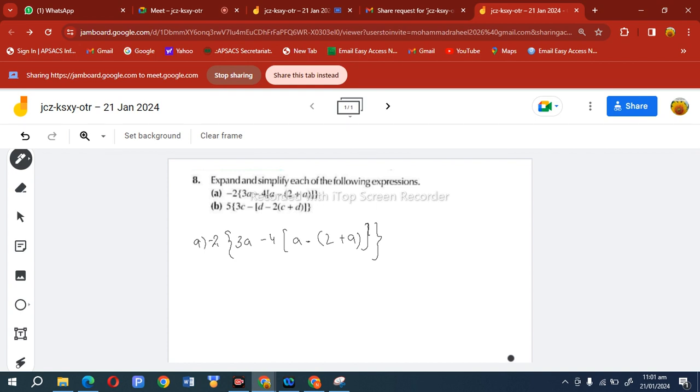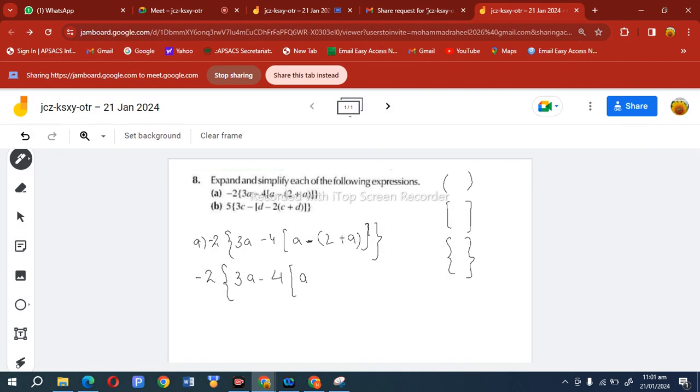Always remember, whenever you're having the brackets, first you have to solve this bracket, and then this bracket, and then the largest one. So first I'm going to solve this smallest bracket, so I have to expand it. As you can see, there is a negative sign outside the bracket. Always remember, whenever there is a negative sign outside the bracket, when you open up the bracket, you have to change the sign inside the bracket. So that is what I'm going to do.